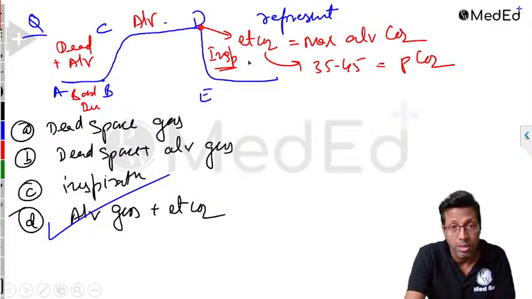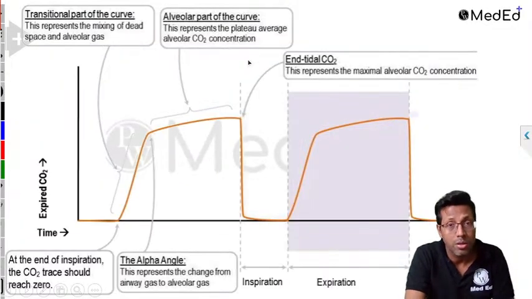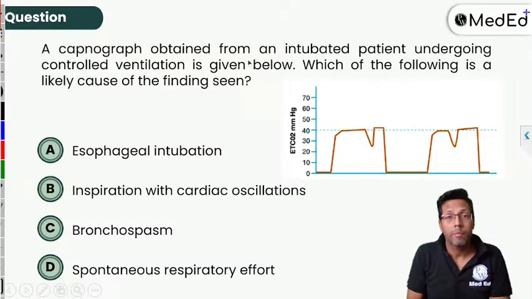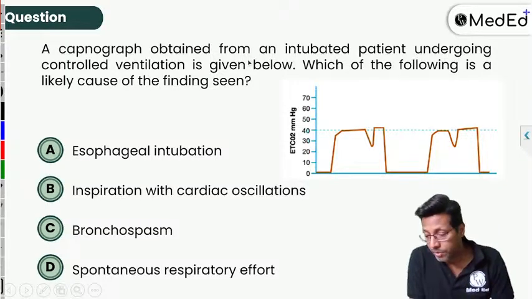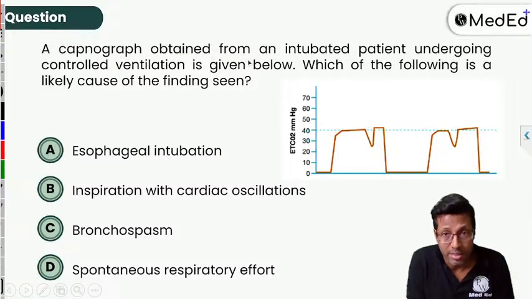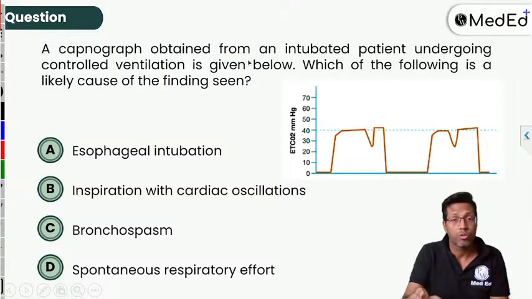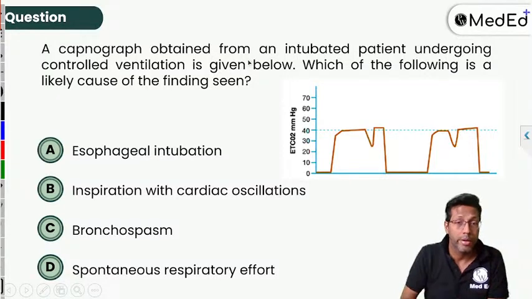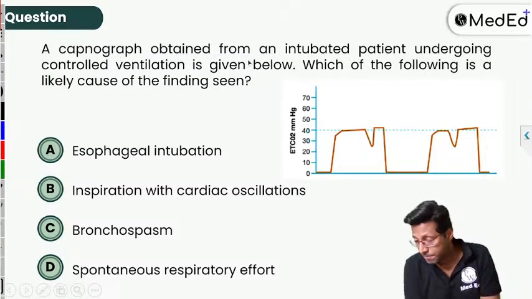This was an important question. We are done with this also. Next question. A capnograph obtained from an intubated patient undergoing controlled ventilation is given below. Which of the following is the likely cause of the finding seen? Like, you've got an image. Is it esophageal intubation, inspiration with cardiac oscillation, bronchospasm, or a spontaneous respiratory effort?